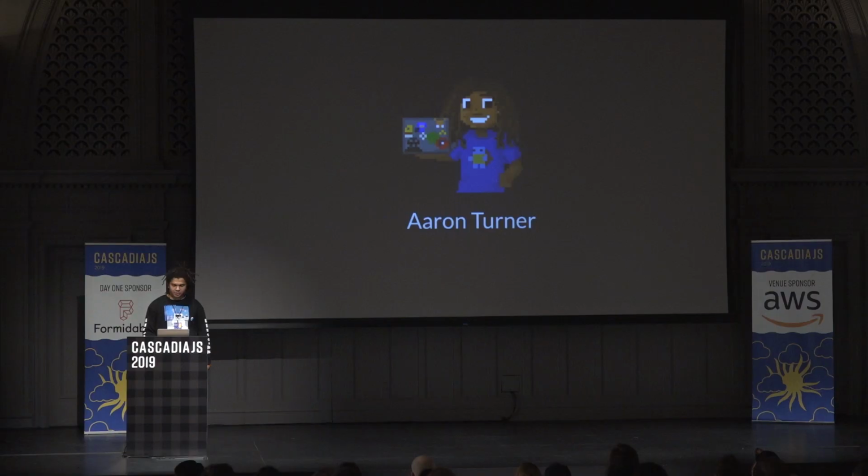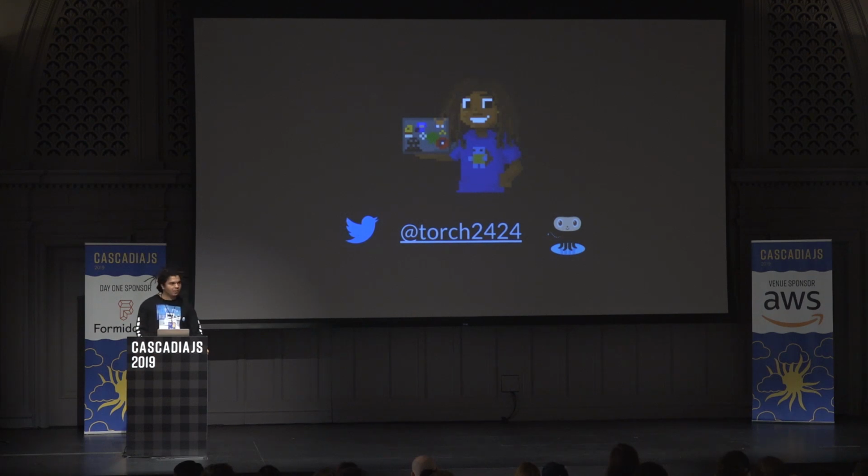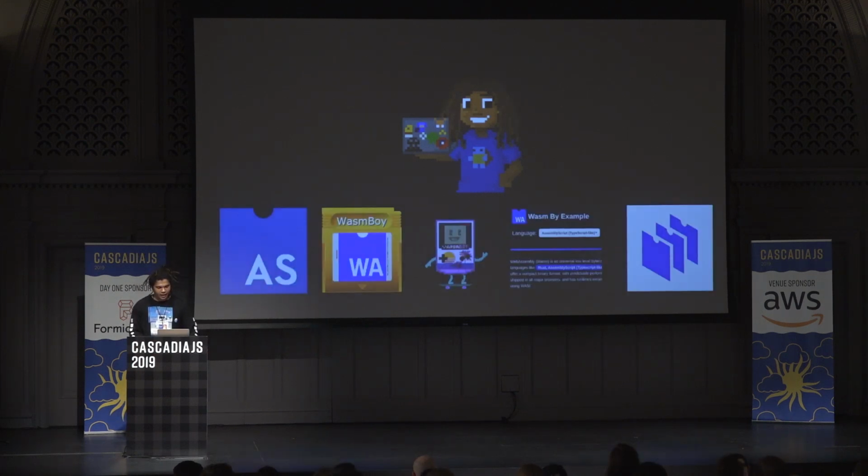Hey, I'm Aaron Turner. I go by Torch2424 on the internet. I made that name when I was 6, and I'm on Twitter and GitHub. And I'll be getting into these in more detail later, but just some quick things.